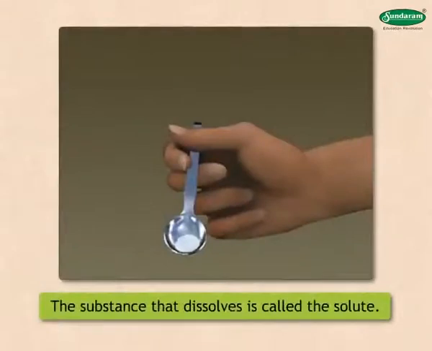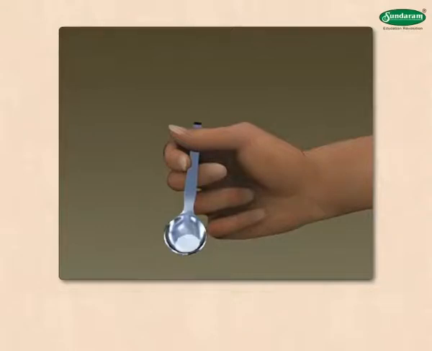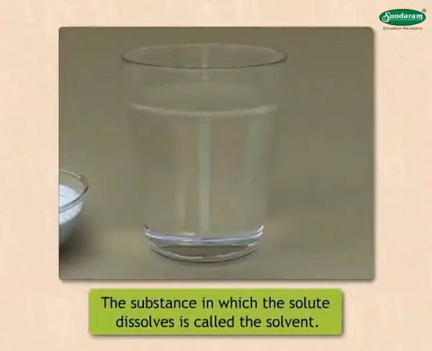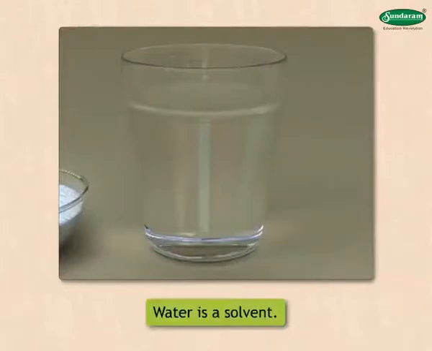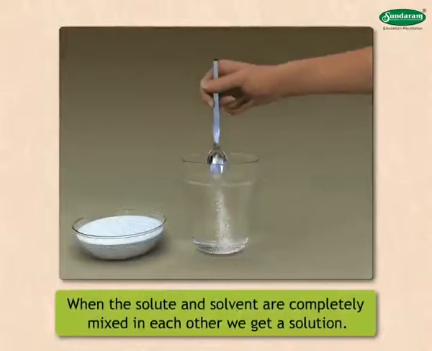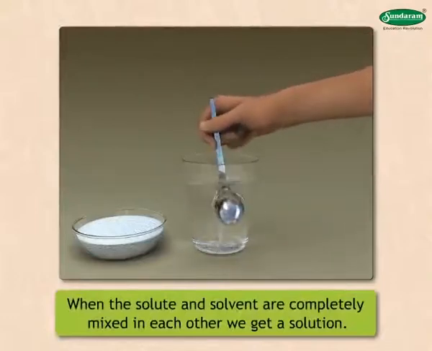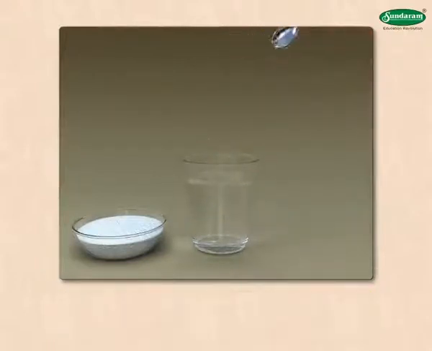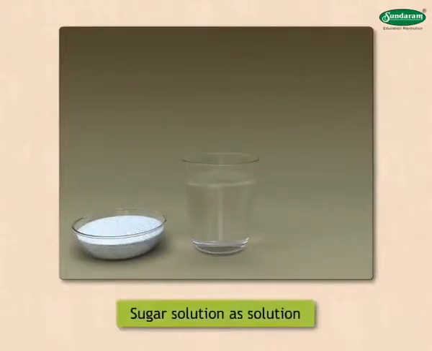The substance that dissolves is called the solute. In the above example, the sugar is solute. The substance in which the solute dissolves is called the solvent. Water is a solvent in the above example. When the solute and solvent are completely mixed in each other, we get a solution. In the above example, the sweet water is the solution.